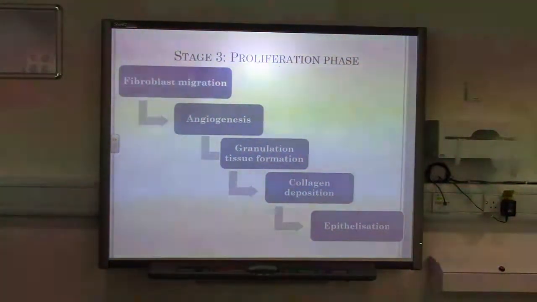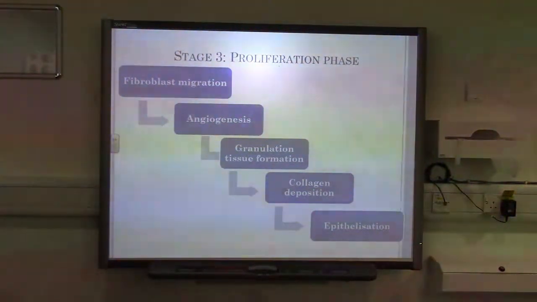So the proliferation phase has already started at the end of that inflammatory stage, and the growth factors released by the macrophages attract the fibroblasts to the area. Just going to start that slide again. So at the end of the inflammatory stage, where the macrophages are there and they're involved in the phagocytosis, the macrophages also cause the migration of fibroblasts.